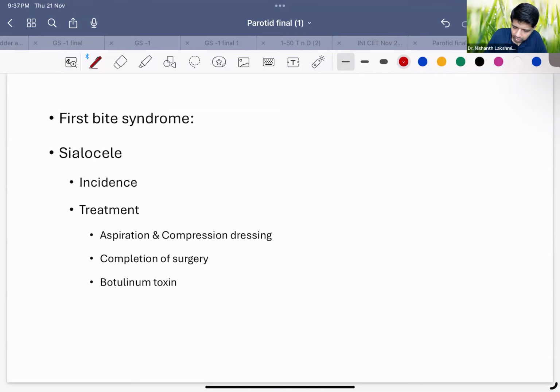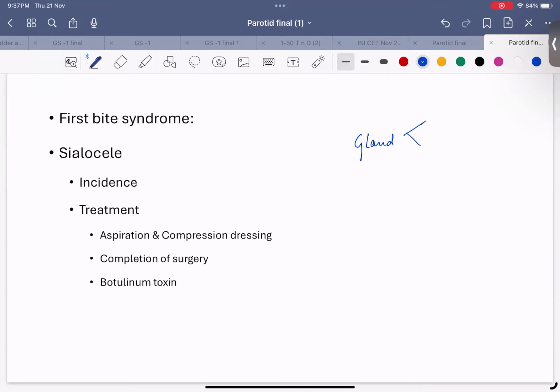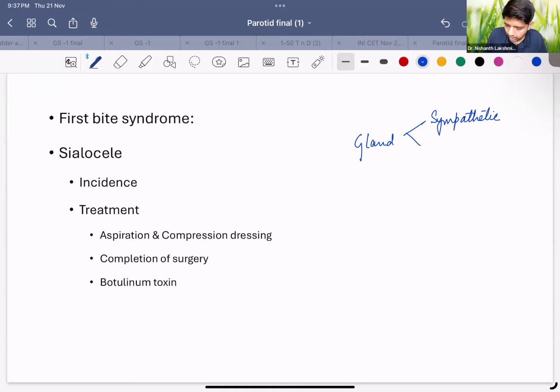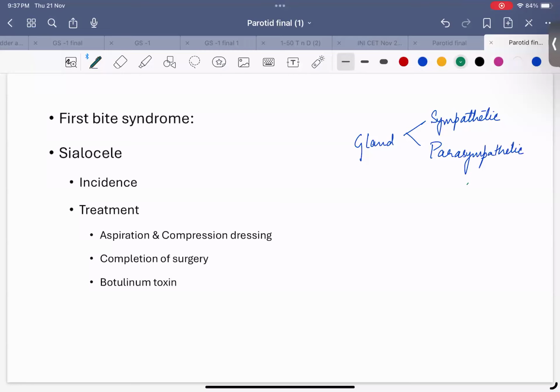Anyway, this is just for adding an extra point in your exam. See, a gland, sympathetic... Sympathetic going into the parotid? No, I'll tell you. See, every gland has a sympathetic and a parasympathetic nervous supply, correct? Now we know that parasympathetic is responsible for the saliva secretion.